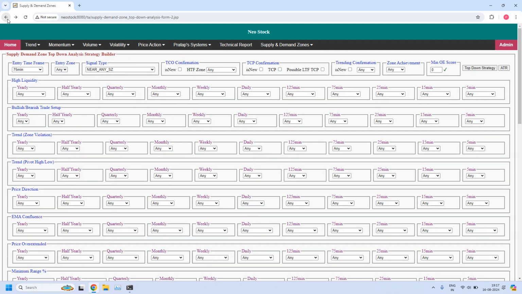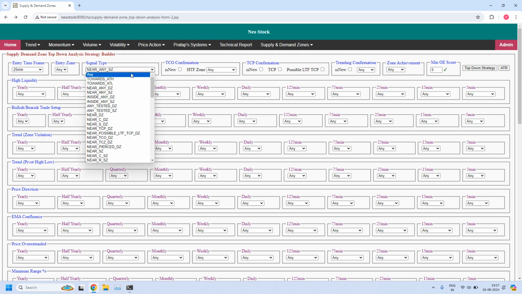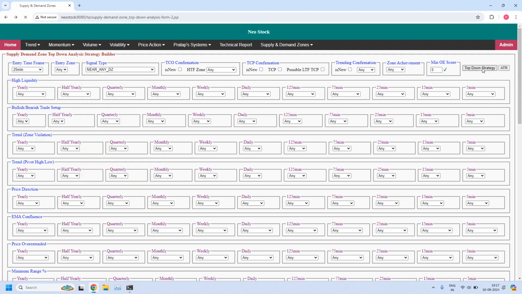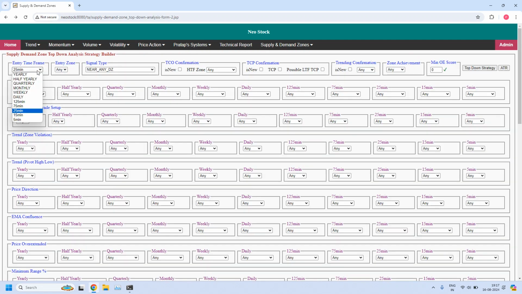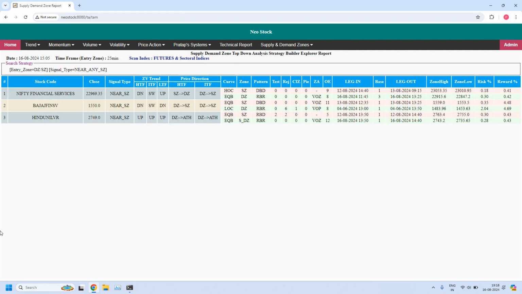Okay, the next time frame is 25 minutes. Let's find the stocks near 25 minutes demand zone. 6 stocks are filtered. The next 25 minutes time frame, let us find the stocks near 25 minutes supply zone. 3 stocks are filtered.